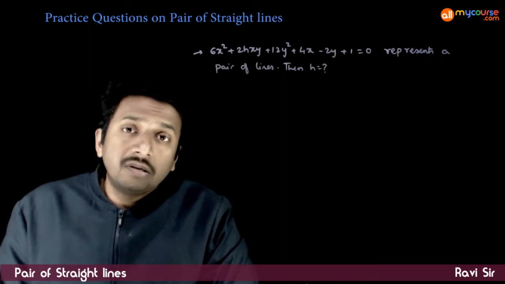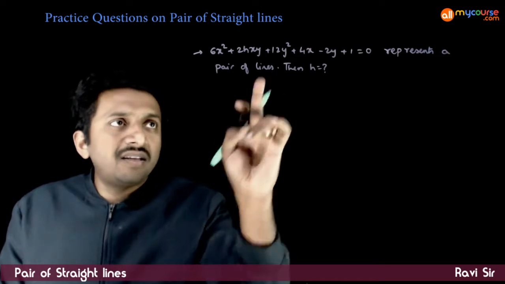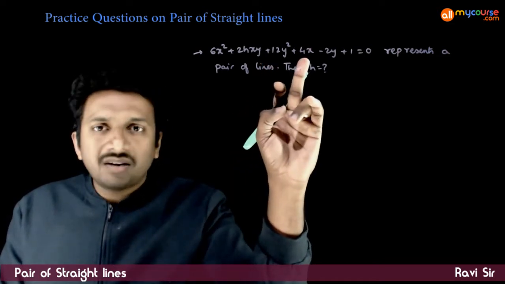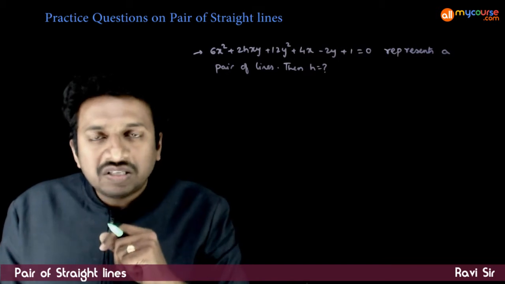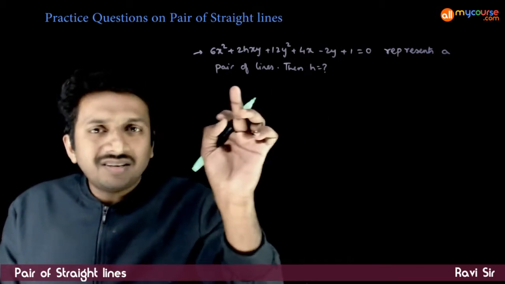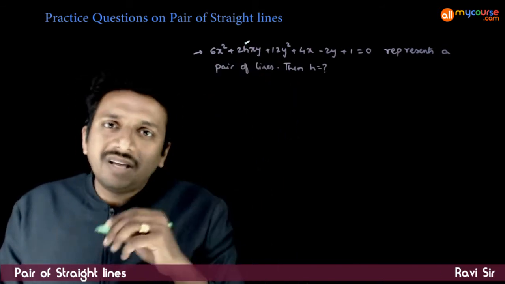In this question, you're given that 6x² + 2hxy + 12y² + 4x - 2y + 1 = 0 represents a pair of lines. If that is so, what is the value of h?